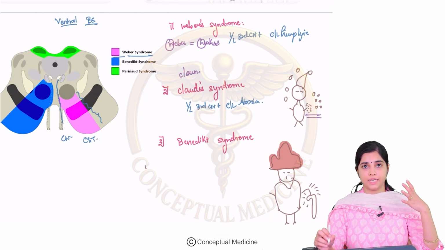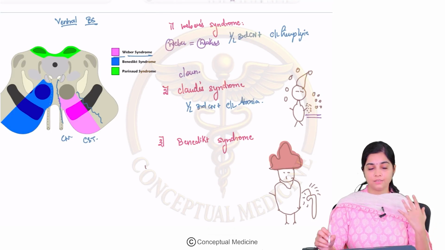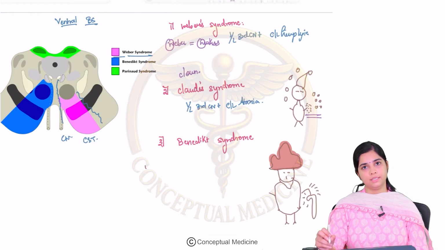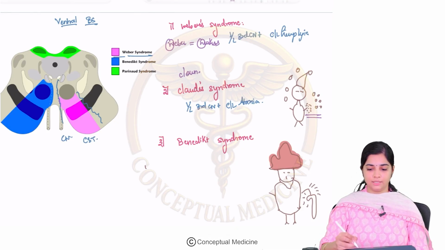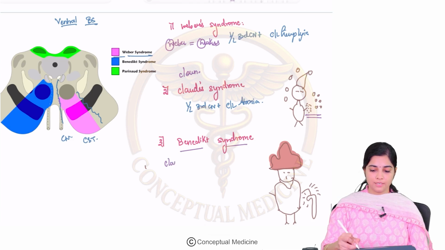You can also visualize the clown watching the juggling balls falling down. There is a down and out eye, a third cranial nerve palsy. Fine? So that's what is depicted here. Then let us understand Benedict syndrome. Benedict syndrome is basically Claude plus Weber.